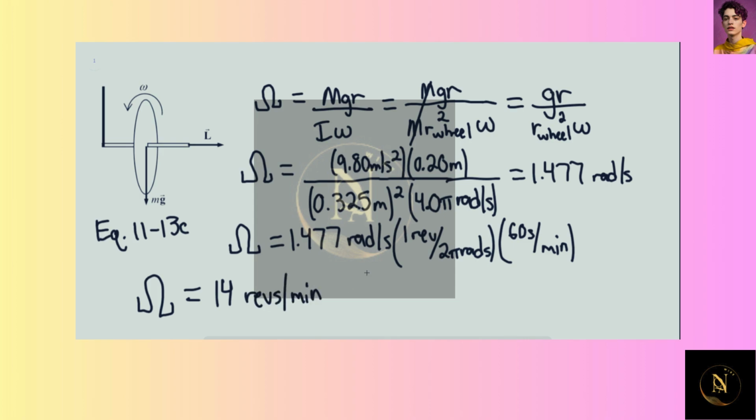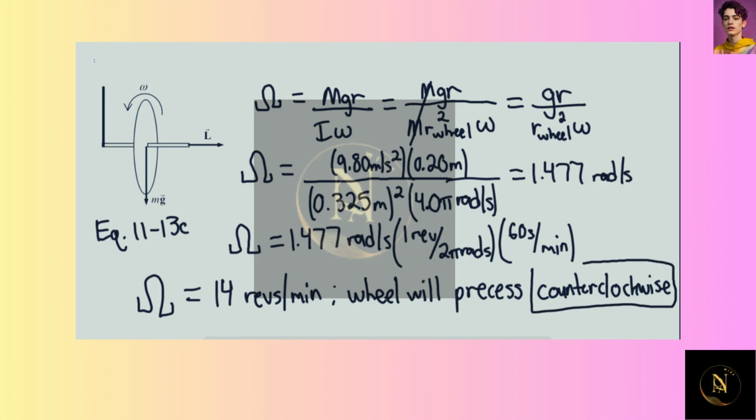Now here, we see that in the figure, the torque from gravity is directed back into the paper. And this gives the direction of the precession. So when viewed from above, we can say that the wheel will precess counterclockwise. So this would be our direction, and this would be our magnitude.